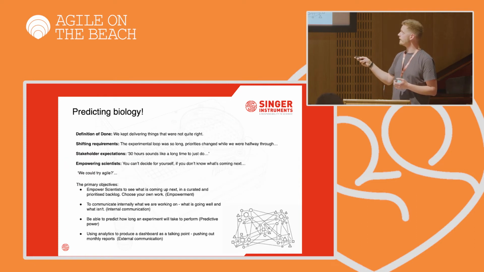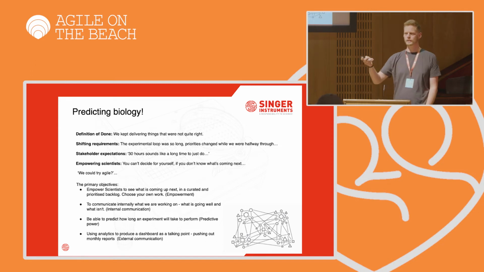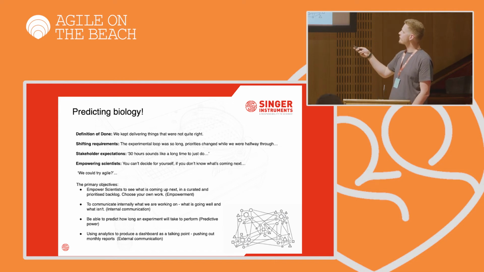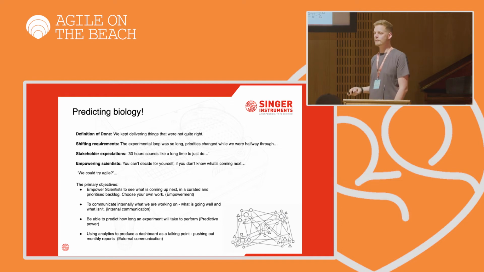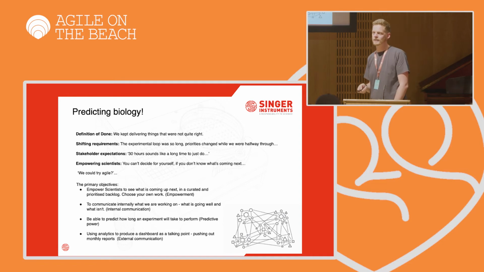Firstly, definition of done. We kept delivering things that were not quite right. So we'd get to the end of our experiment and say, look at this cool thing we've developed. And people say, well, that's not quite what I wanted. Secondly, we had shifting requirements. The loop that it took, those 30 hours it took for us to get through an entire objective, by the time it's done, priorities would change, and actually we'd be behind the curve all the time, and we were constantly playing catch-up. We also had shareholder expectations, so we'd sit down and say, cool, I've predicted your experiment, this is how long it's going to take, and people would say, well, 30 hours sounds like a long time. Well, yes, but that's how long it's going to take.